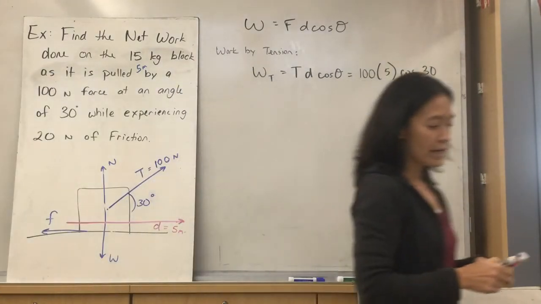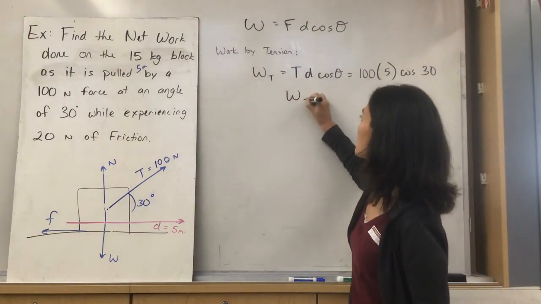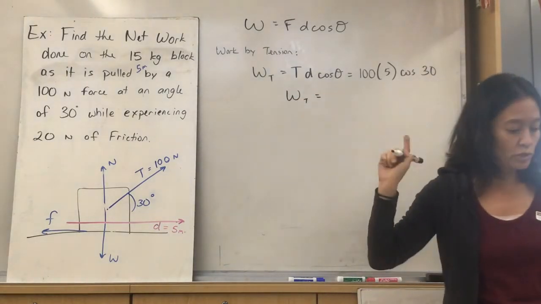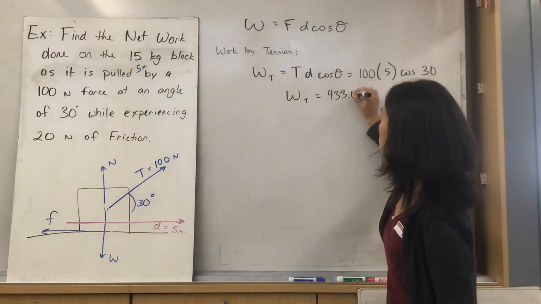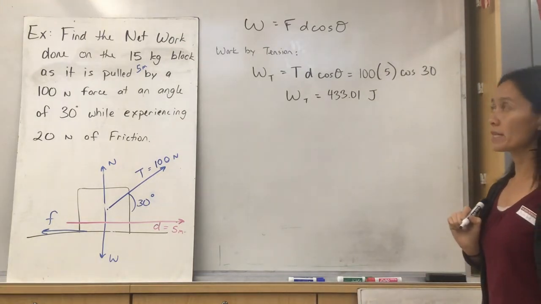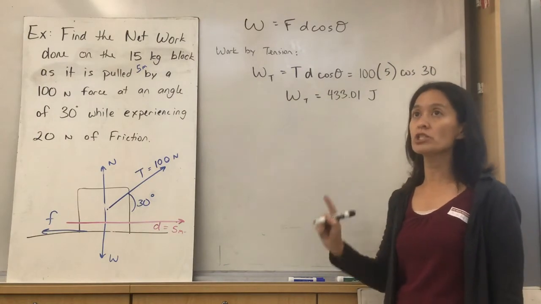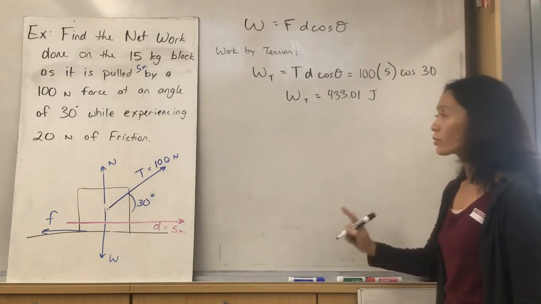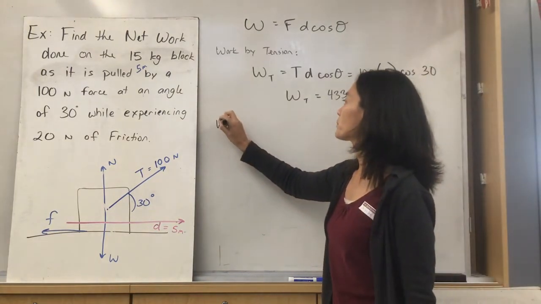So you would go ahead and plug that into your calculator, and you would get that the work done by the tension is, making sure you're in degree mode, 433.01 joules, okay? So that's the work done by the tension. So the tension is causing the box to change its energy by 433 joules, okay? Now, let's look at the work done by the normal force.